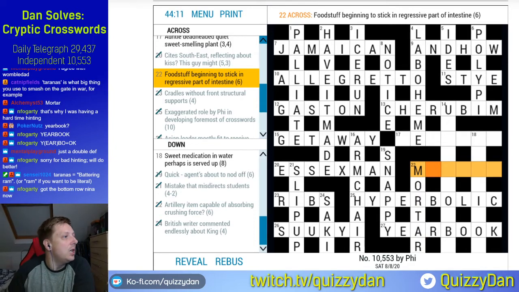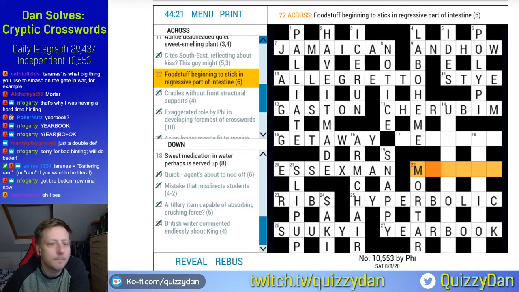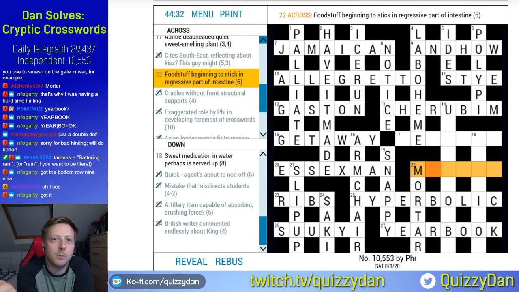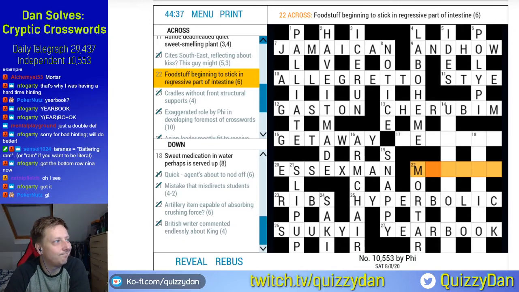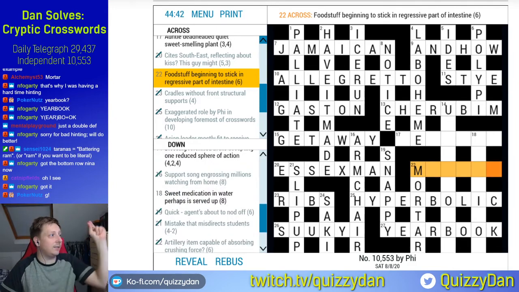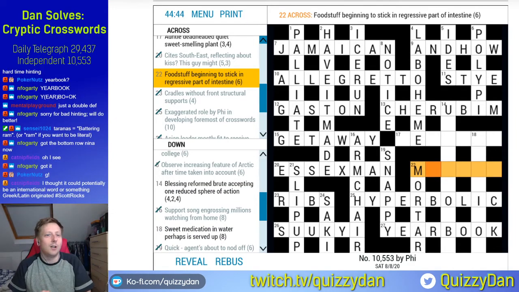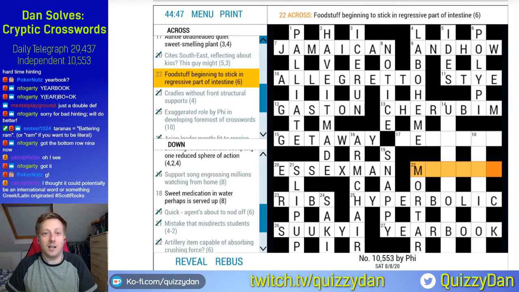22 across, foodstuff beginning to stick in regressive part of intestine. Foodstuff beginning to stick in regressive part of intestine. Okay, beginning to stick, probably S there, I reckon. Foodstuff. So the regressive part of the intestine, 5 letters beginning with M. Is it going to be that? I'm going to put an S in it. Hang on. No. Hang on. Ah, lovely. Yes. Okay. I'm really happy with this one.